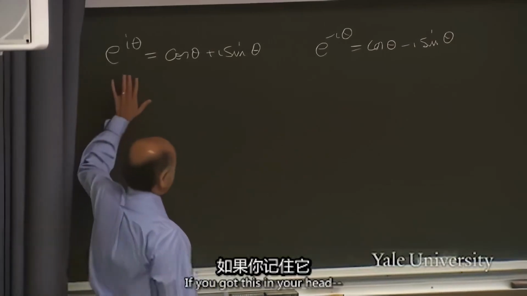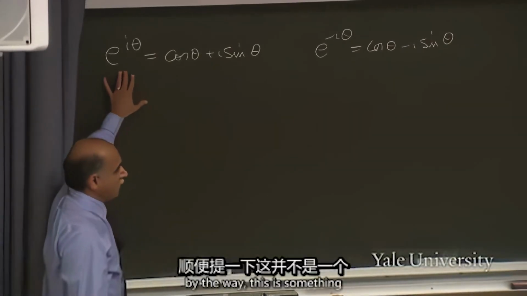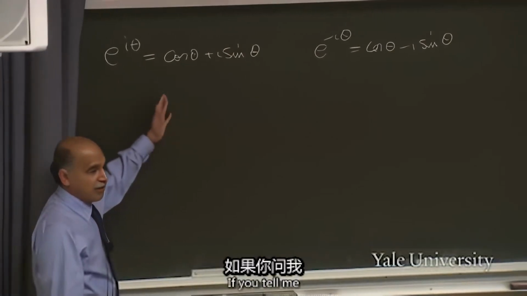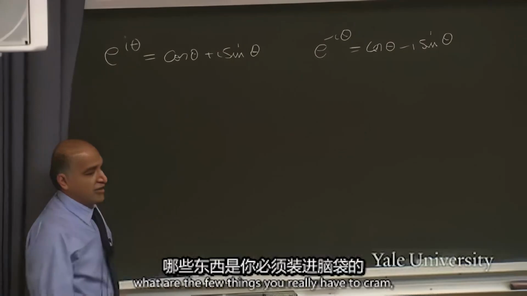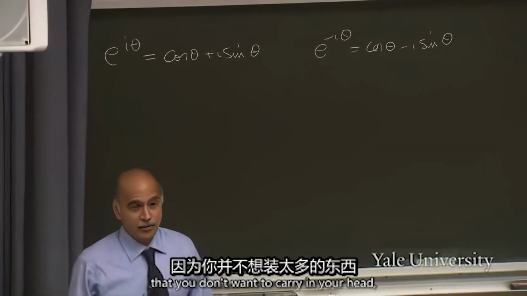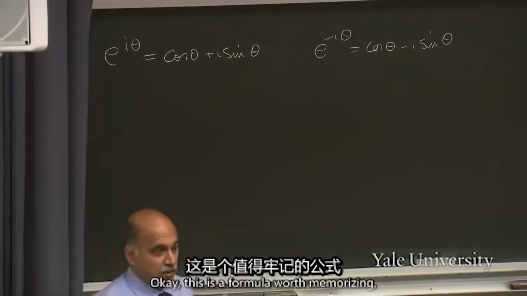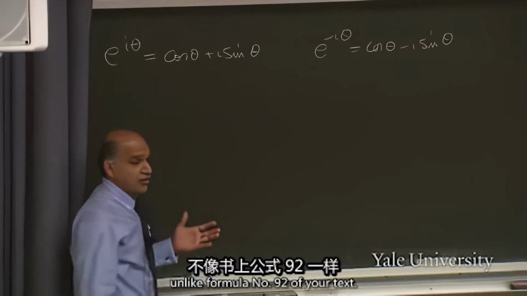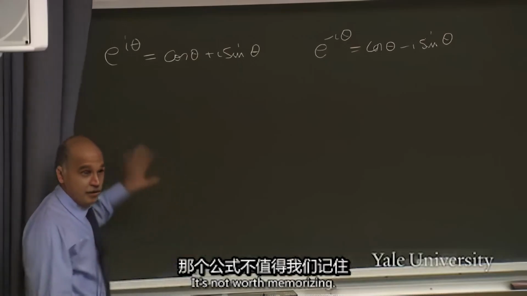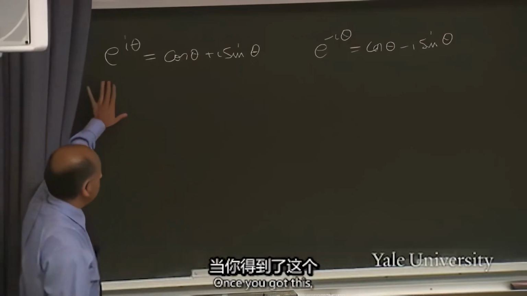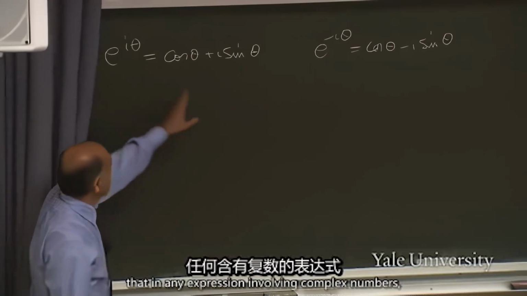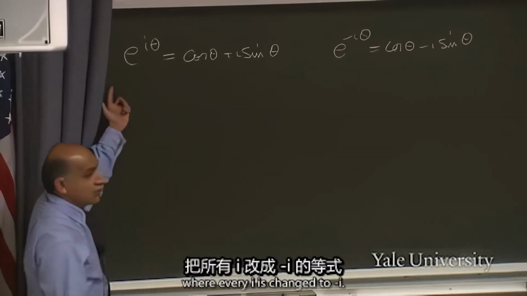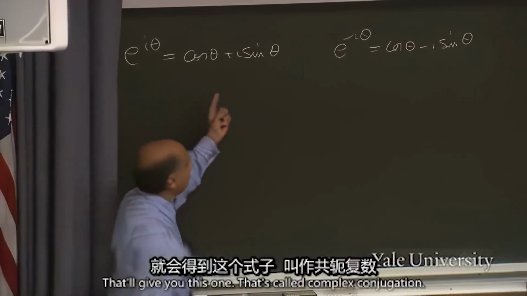If you got this in your head, by the way, this is something you're not going to derive on the spot. It takes a lot of work. So if you ask me what are the few things you really have to cram that you don't want to carry in your head, well, this is one of them. This is a formula worth memorizing, unlike formula number 92 of your text, which is not worth memorizing. Once you got this, you should realize that in any expression involving complex numbers, you can get another equation where every i is changed to minus i. That will give you this one.